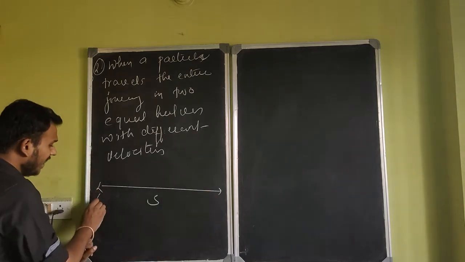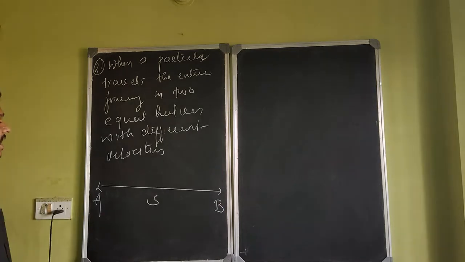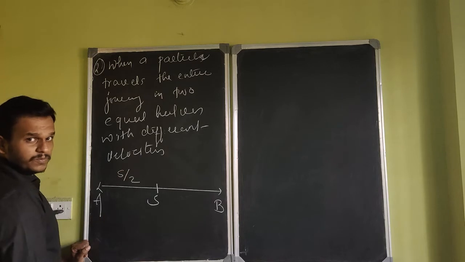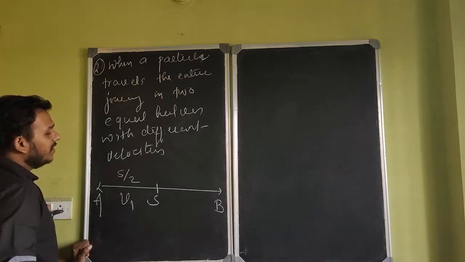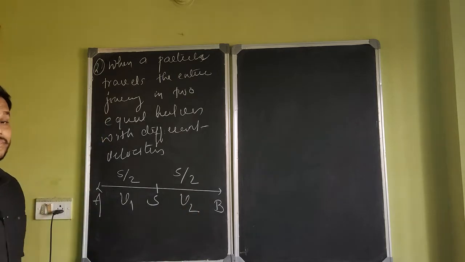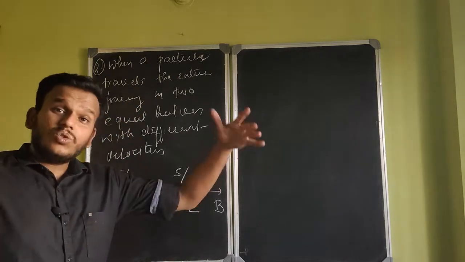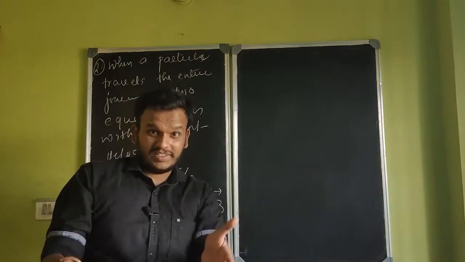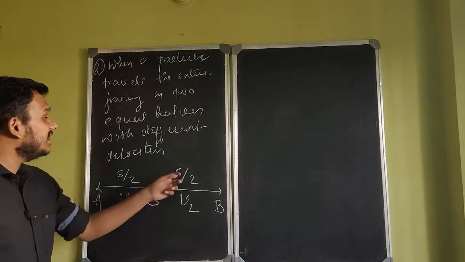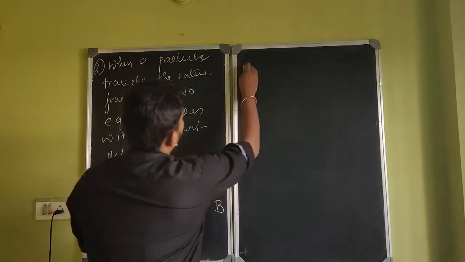The particle will start from A, the particle will eventually go to point B, right? Of this total journey, a distance of s by 2 is travelled with a velocity of v1 and a distance of remaining s by 2 is travelled with a velocity of v2. This case is what we are talking about here, right? When the particle travels the total journey in two equal halves, okay? And this half it travelled with the velocity of v1, this half it travelled with the velocity of v2, and in this case we need to calculate the average velocity.